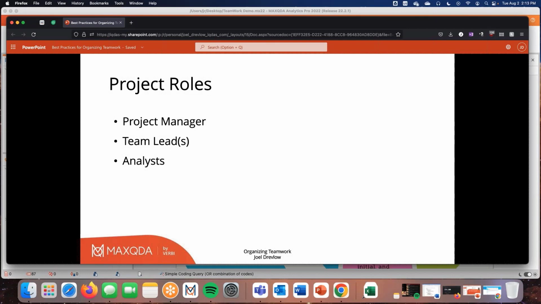So if there are questions about coding, or questions about the methodological approach that you're taking, the project manager really needs to take on that role and be the final say, the individual that makes the decision about how you're going to proceed in those cases. In our case, we had one team lead. That was actually me. That was my role.